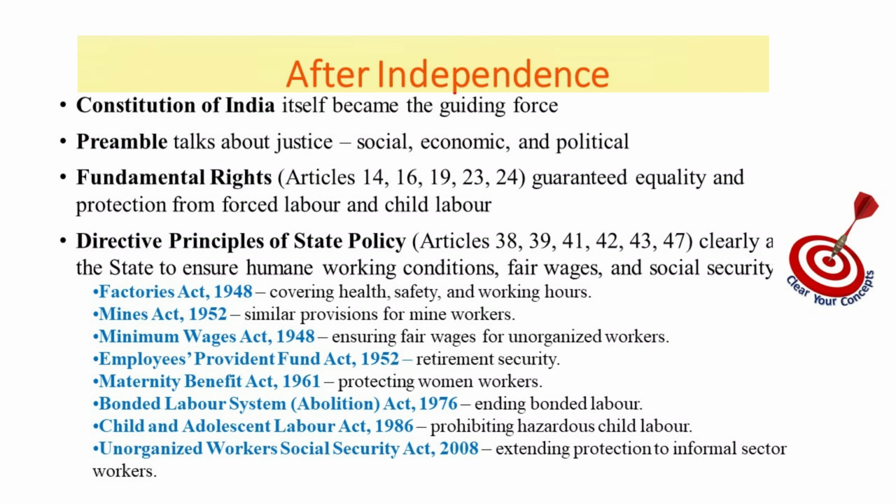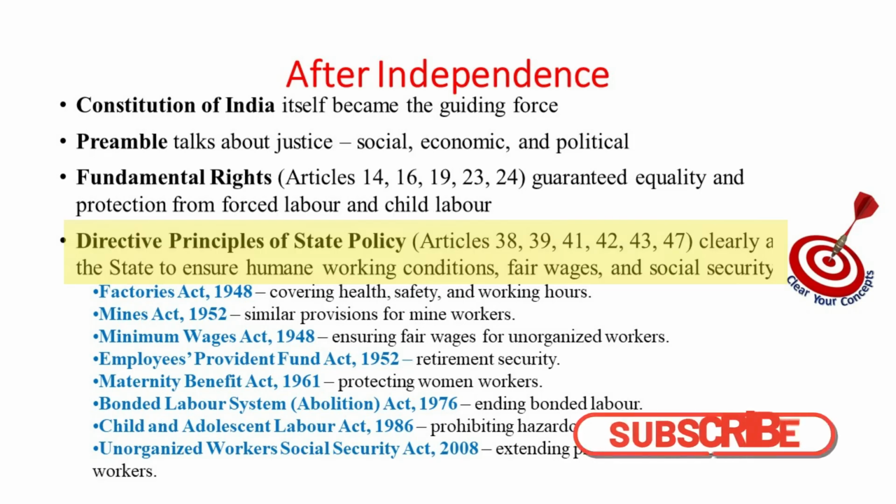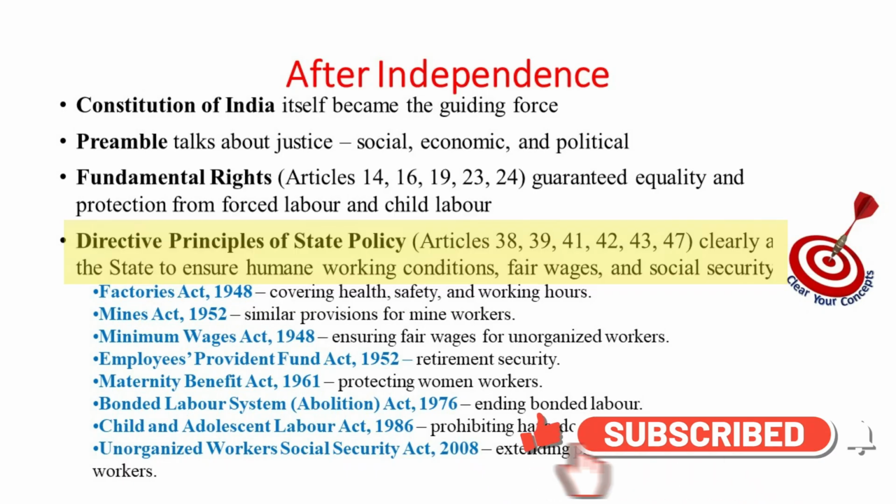Finally, after 1947, labor laws took a completely new turn. Why? Because the Constitution of India itself became the guiding force. The preamble talks about justice, social, economic, and political. The fundamental rights, Articles 14, 16, 19, 23, 24, guaranteed equality and protection from forced labor and child labor. The directive principles of state policy, Articles 38, 39, 41, 42, 43, 47, clearly ask the state to ensure humane working conditions, fair wages, and social security.